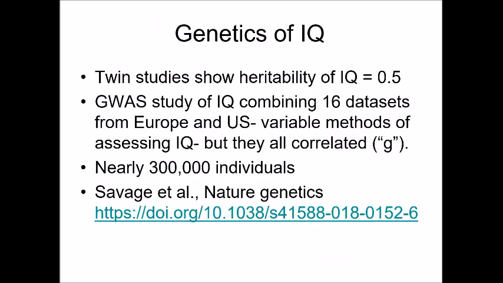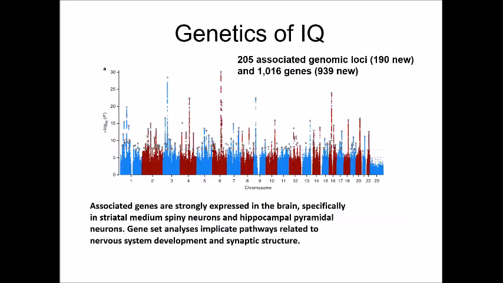Now, how about IQ? As I told you earlier, the twin studies show heritability of about 0.5. So in this study in Nature, they looked at IQ in 16 different data sets. What did they find? Well, they found 205 loci that involved over 1,000 genes. So anyone who's going to do genetic engineering for intelligence, you're kind of out of luck, because there are just too many genes to mess around with.